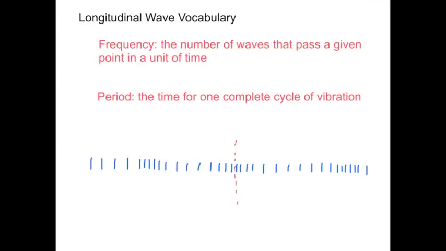Now these particles are going to be constantly moving back and forth through the equilibrium point, or the point I've defined as the center. And the frequency will be described using the number of little waves that pass through the point, so basically the speed of the wave. And then the period is the time for one complete cycle of vibration. So again, these are inverse quantities.